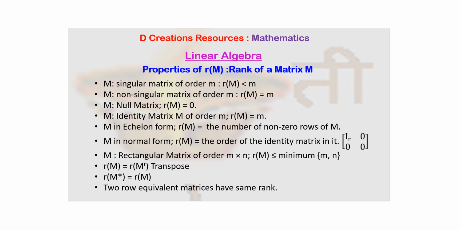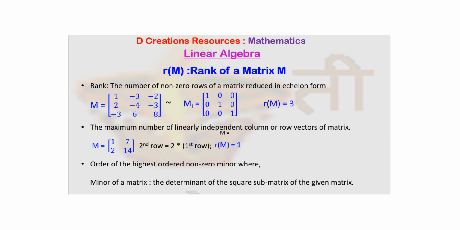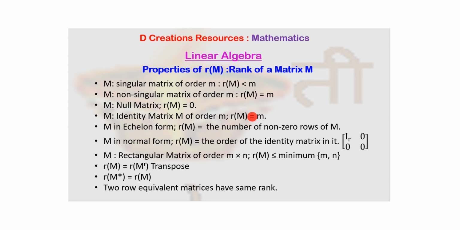Now rank of a matrix has certain properties. If it's a singular matrix, that means its determinant is 0, and the order of the matrix is m, say it's a square matrix m by m, then the rank of this matrix is less than m. But if it's a non-singular matrix of order m, the rank is equal to m. If it's a null matrix, the rank is 0, and for the identity matrix, as we just now saw, it will be the order. So if it's a 3 by 3 matrix like you saw in this case, the order is 3, and the rank is also 3.